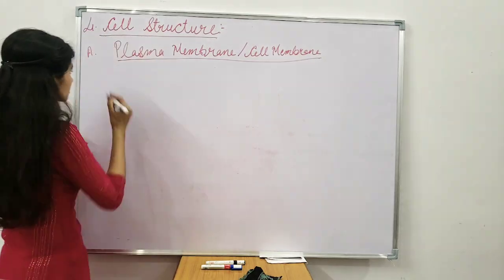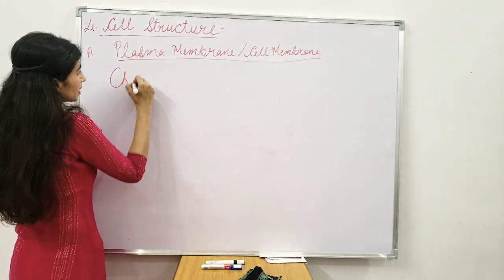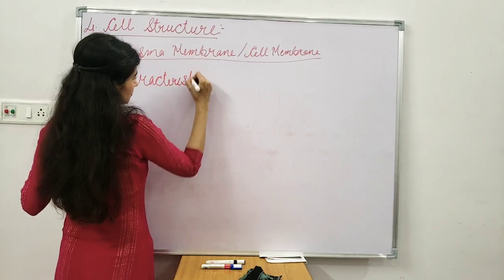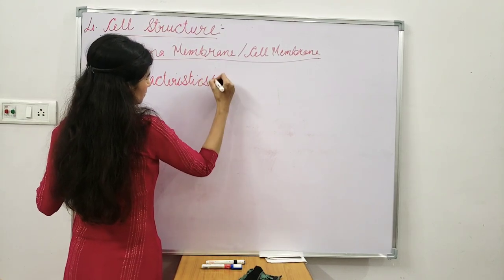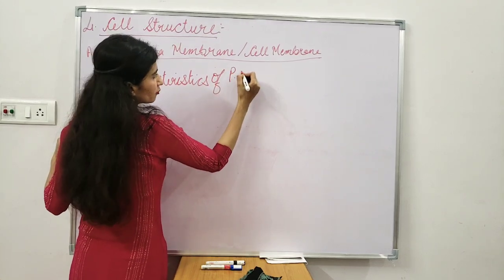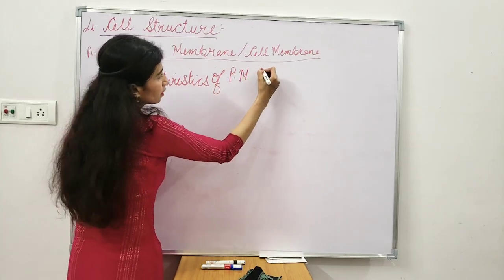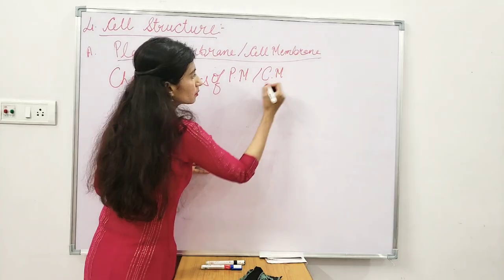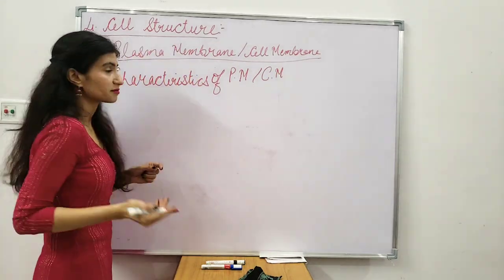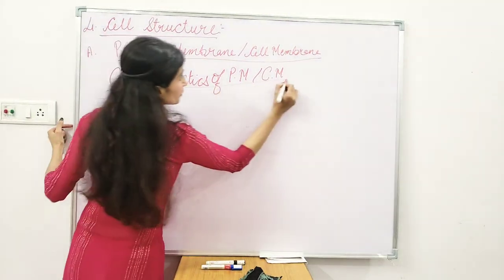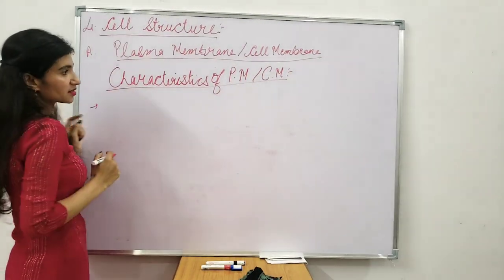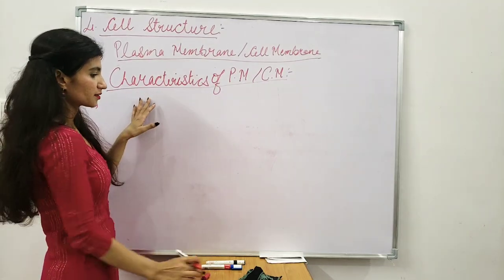Okay, so this is the last thing that we want to discuss, and last is the characteristics of your plasma membrane. I'm just writing the short form of the plasma membrane, that is PM, not the prime minister, but the PM, or the cell membrane, or the CM, not the chief minister. Please do remember this name. Okay, so next, characteristics.